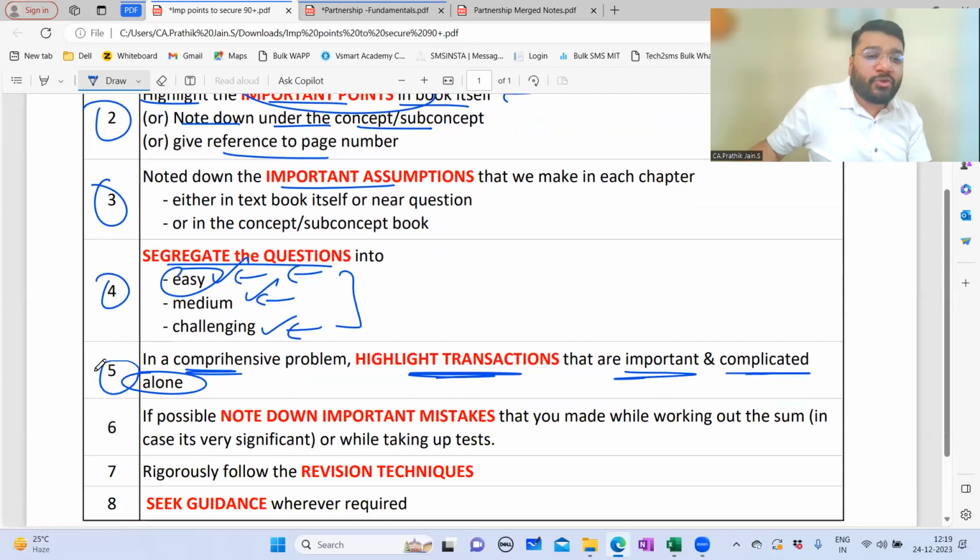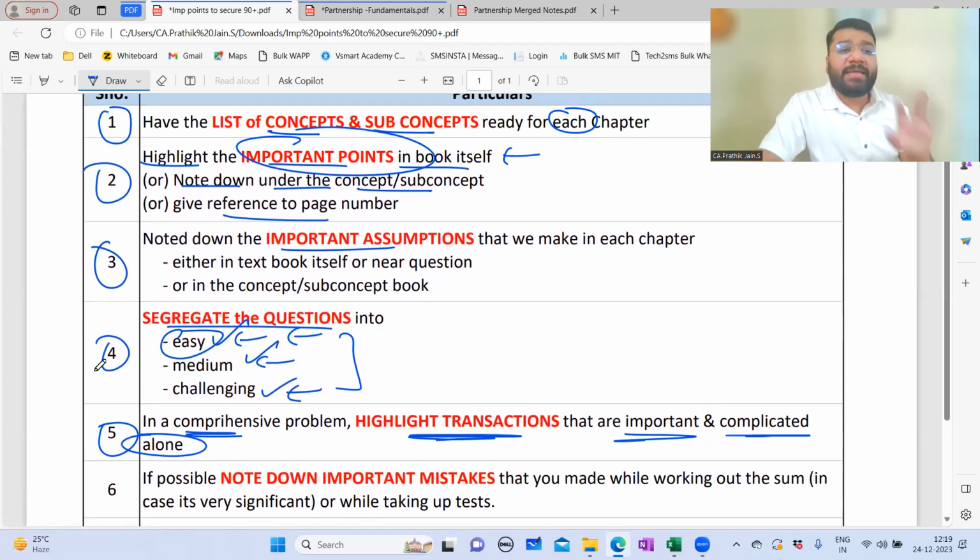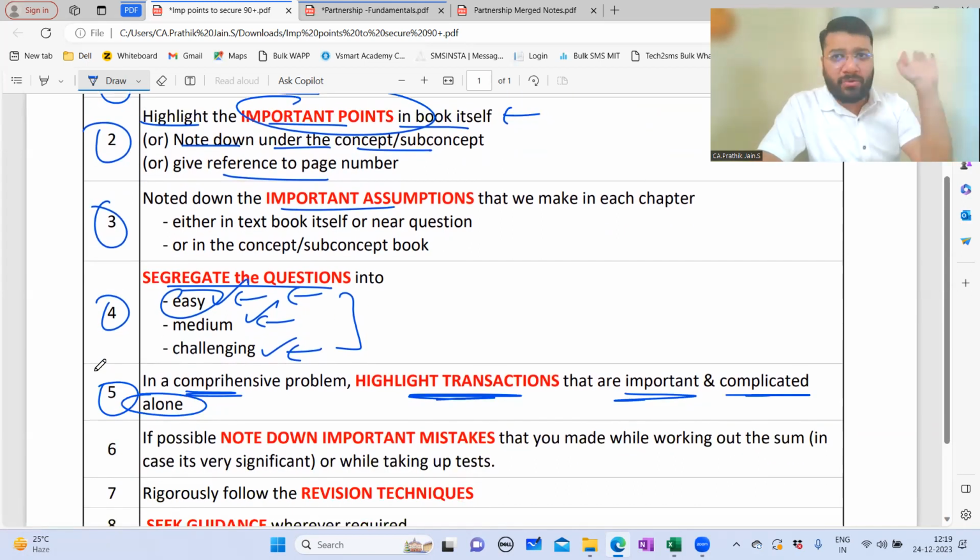5 points I've discussed so far. Does it make sense or doesn't make sense? No energy. Doesn't make sense? I'll stop and I'll go to the revision. What do you say?